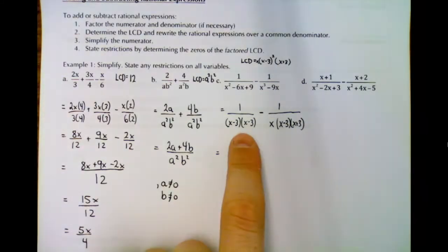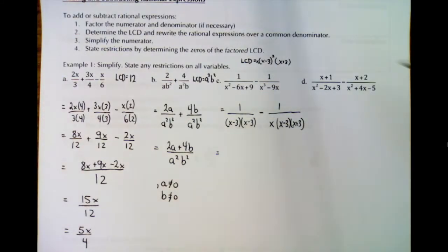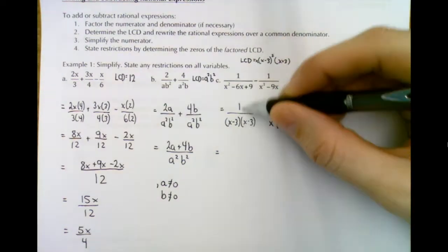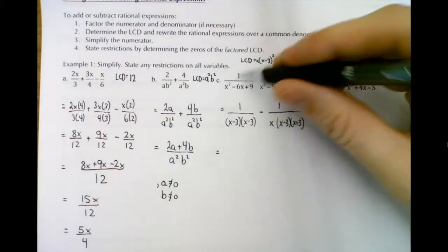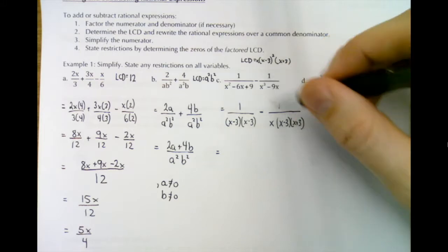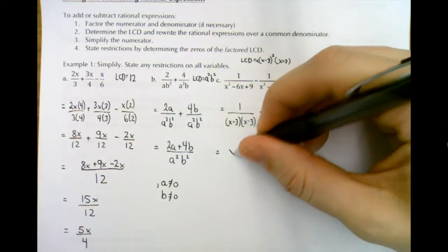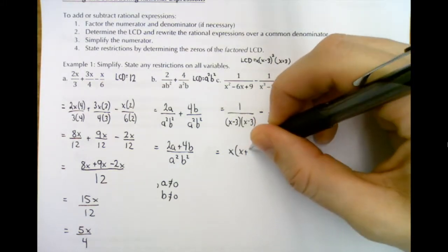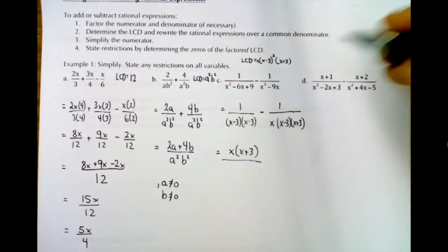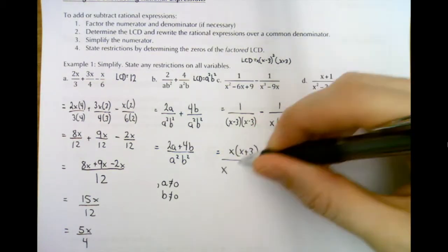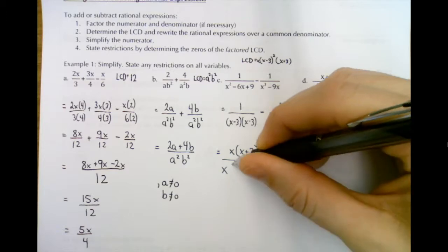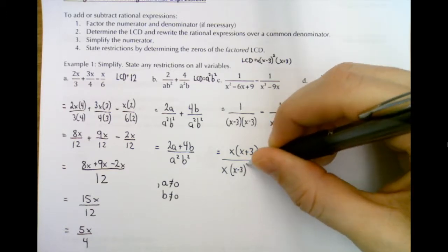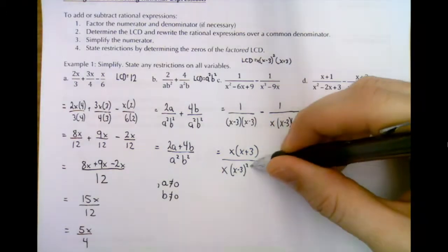So again, this fraction is missing the x and the x plus 3, so we're going to multiply the top and bottom by x and x plus 3. So the top 1 times x and x plus 3 would look like x times x plus 3. And on the bottom, it would look like x. These two x minus 3's make x minus 3 squared and x plus 3.